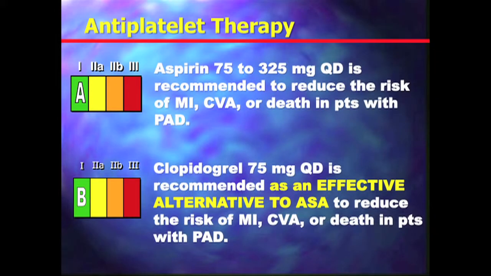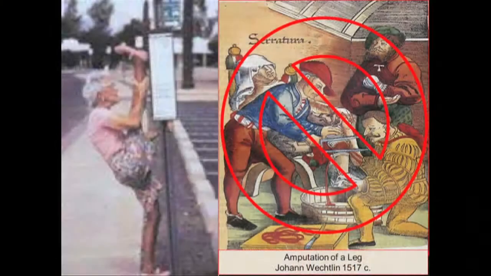Antiplatelet therapy. Aspirin should be used in patients with PAD. It is a Class 1A indication to decrease the risk of MI, stroke, or death. And Plavix is an effective alternative to aspirin, with a Class 1B indication. Now, when we put all that together with supervised exercise regimens, hopefully we will achieve amputation prevention.